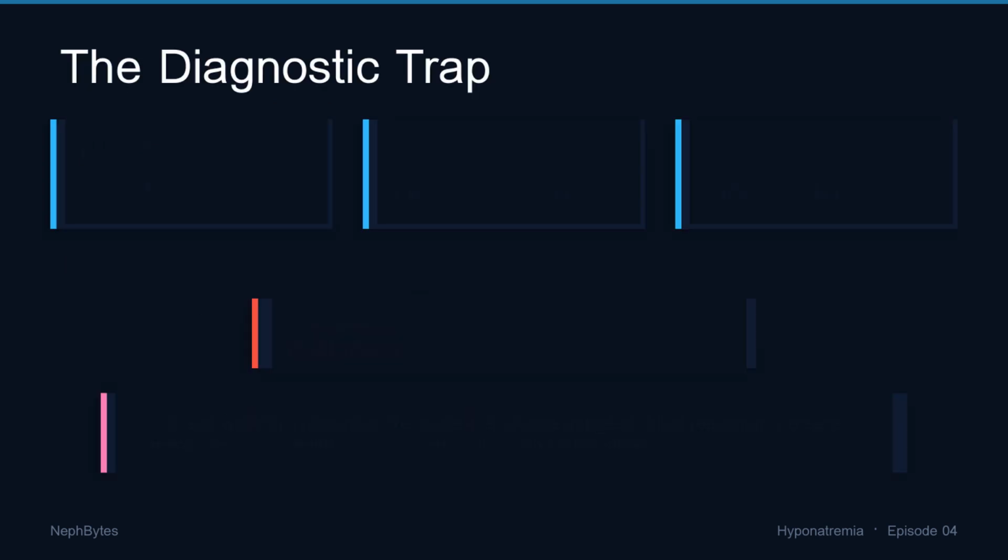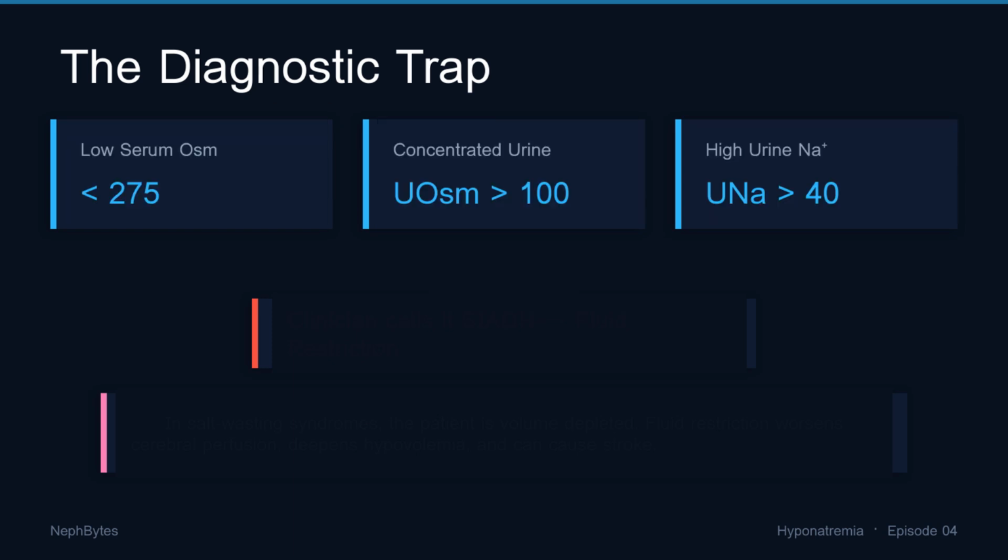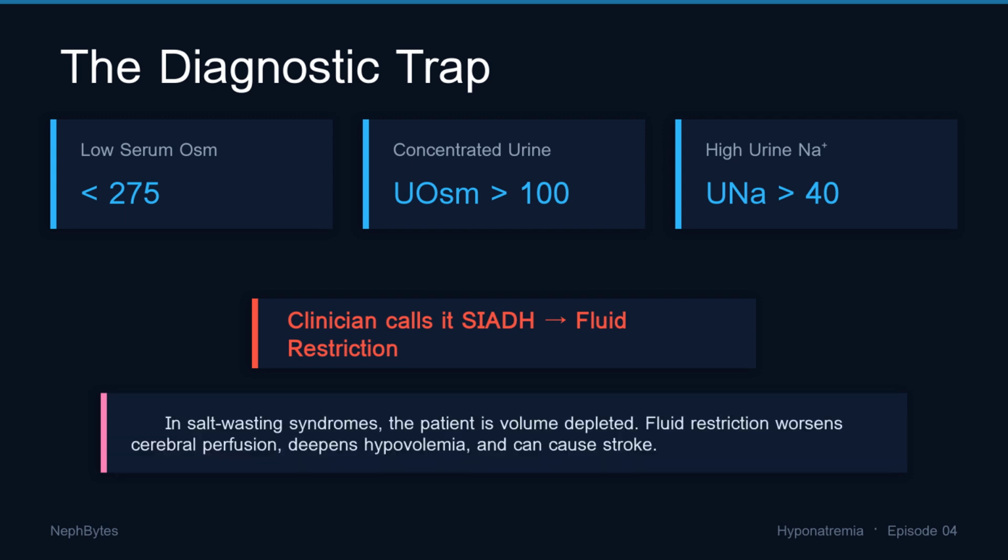They look exactly like SIADH on the lab panel. Same low serum osmolality, same concentrated urine, same high urine sodium. A clinician scanning those results would say SIADH without hesitating, and then they'd reach for the standard treatment, fluid restriction. And that would be exactly the wrong thing to do.